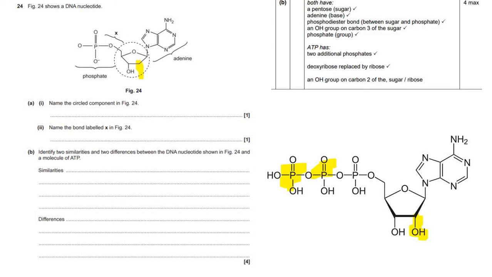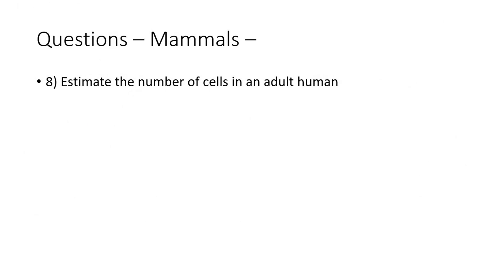Okay, right, let's finish off with a couple of questions for a bit of fun. Mammals questions. To estimate the number of cells in an adult human, have a go. Write a number down or say it out loud what you think it is. So the most recent estimate, so this is I think 2017 this was, is 37.2 trillion cells inside of an adult human. So Homo sapien.